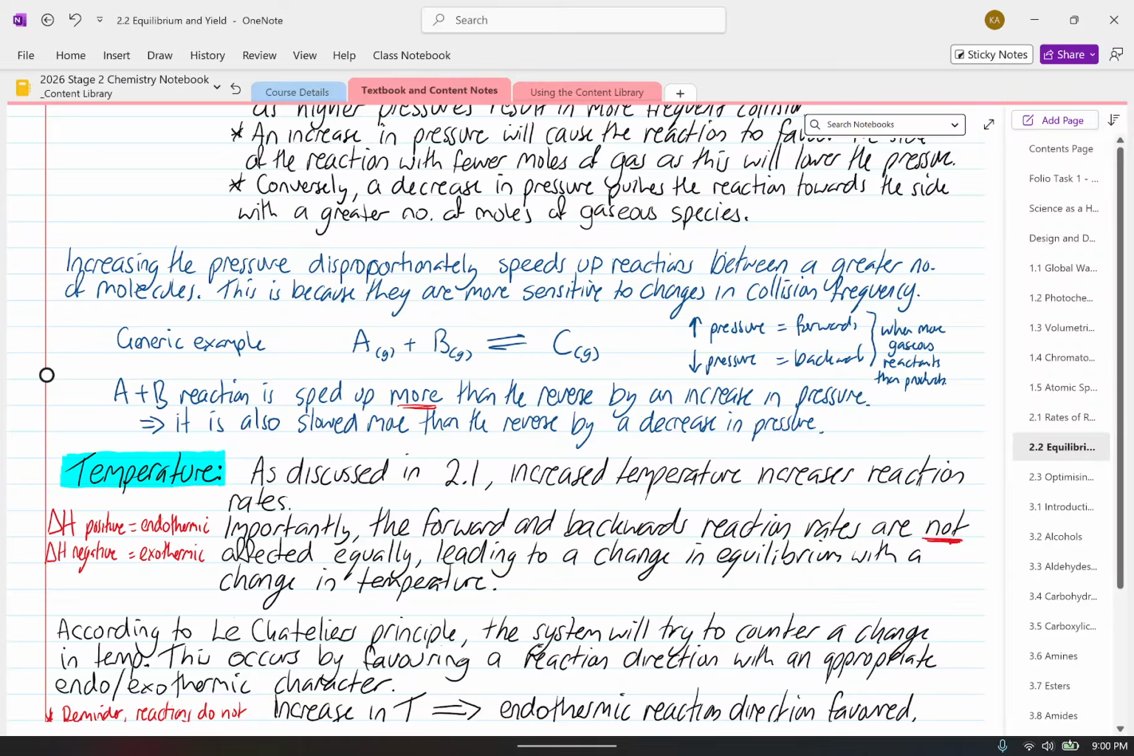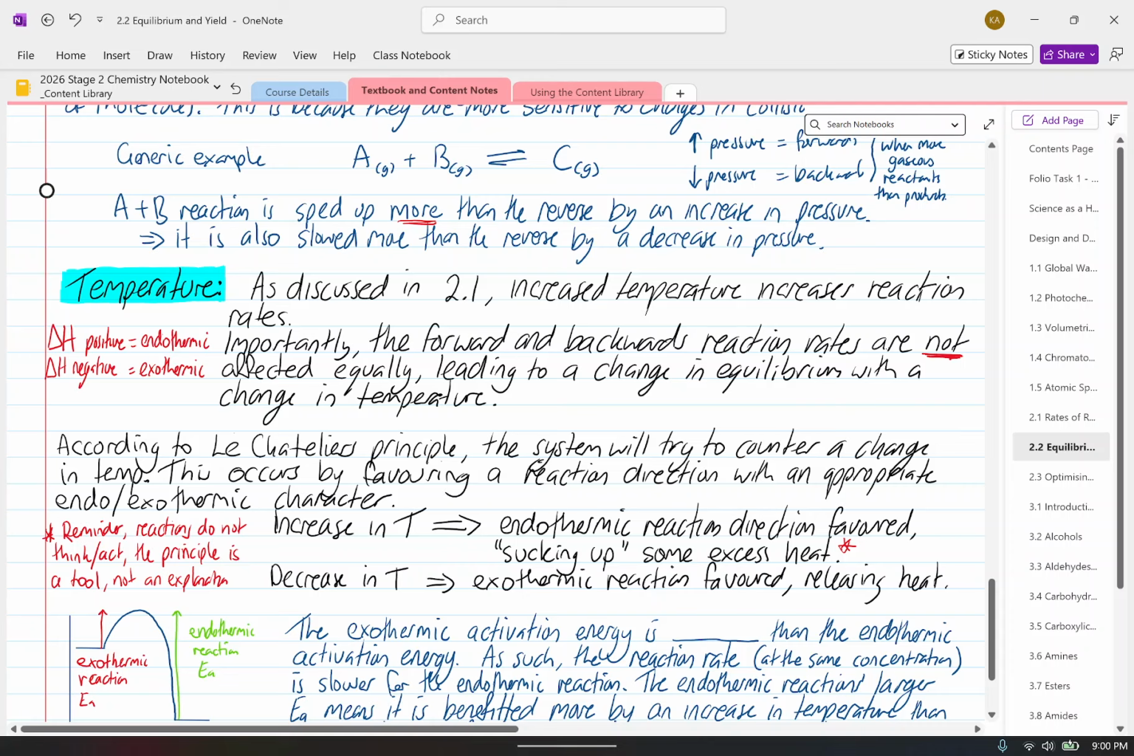Okay. Now I know there's a lot. Luckily, you can pause and rewind this video. We're on to temperature. Now we did talk about temperature in 2.1. We know that if you increase the temperature, you do increase reaction rates. But the forward and backward reaction rates are not affected the same amount when we change the temperature.